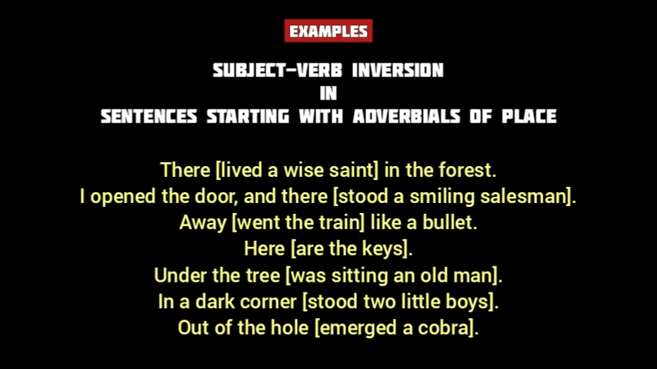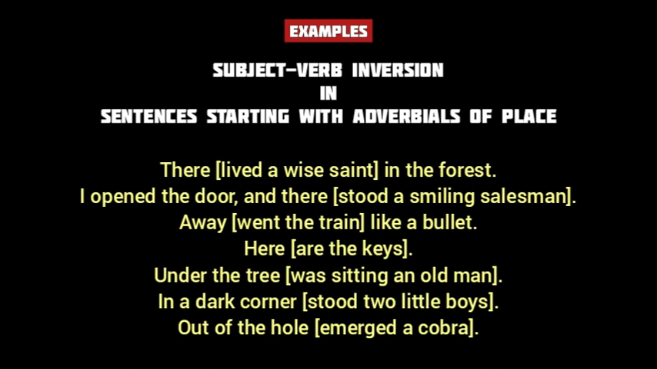And then the sentence, away went the train like a bullet, also uses the subject-verb inversion. The principal verb went is put before the subject, the train. The sentence, here are the keys, also has the subject-verb inversion. It begins with the adverb of place here, while the subject, the keys, and the verb are inverted.